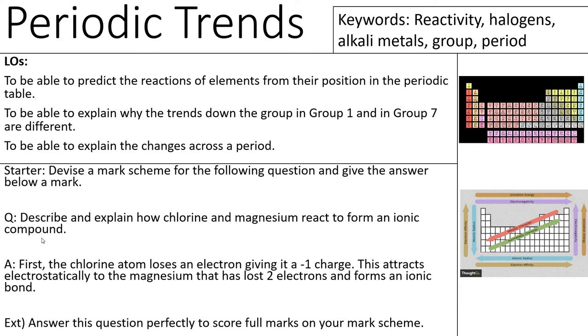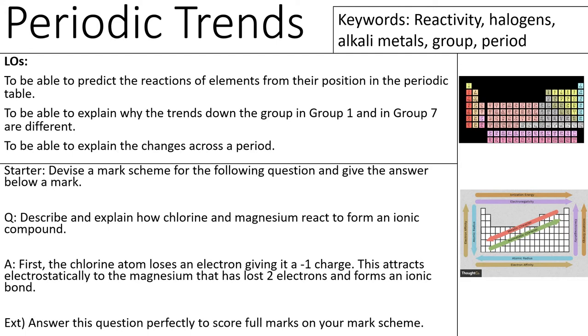Hi guys, today we're going to be doing a lesson on periodic trends, so looking at the trends across the periodic table. By the end of the lesson you should be able to predict the reactions of elements from their position in the periodic table. You should be able to explain why the trends down groups 1 and group 7 are different, and be able to explain the changes across a period.